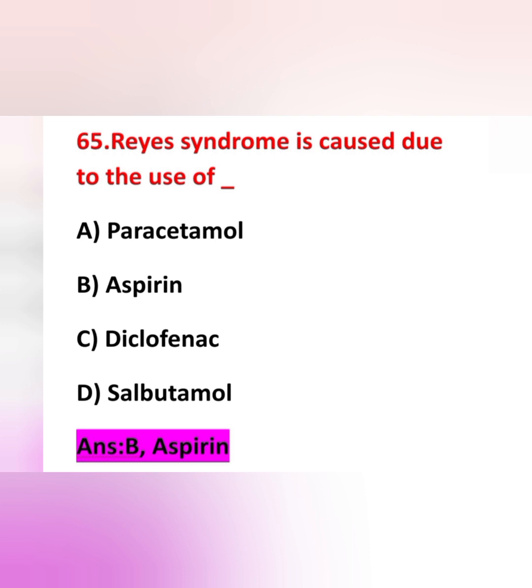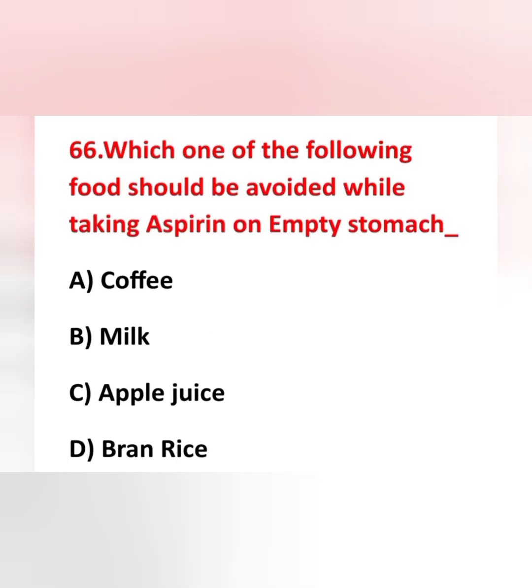Aspirin causes Raynaud syndrome, which is an inflammatory condition of brain and liver. Raynaud syndrome means it's an inflammatory condition of brain and liver. Question number 66. Which of the following foods should be avoided while taking aspirin on an empty stomach?